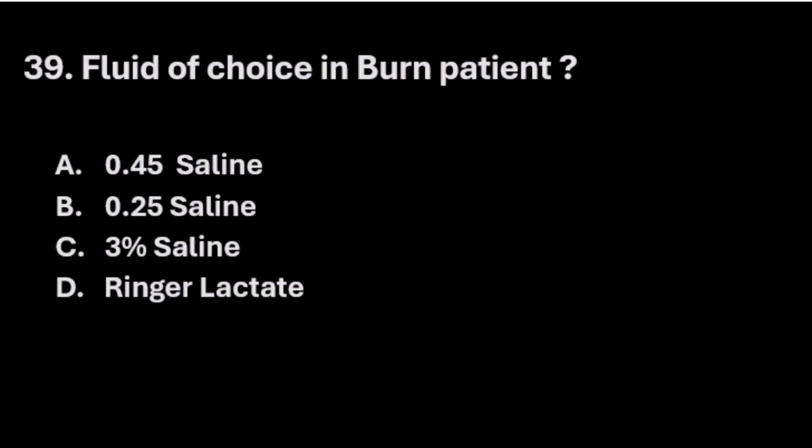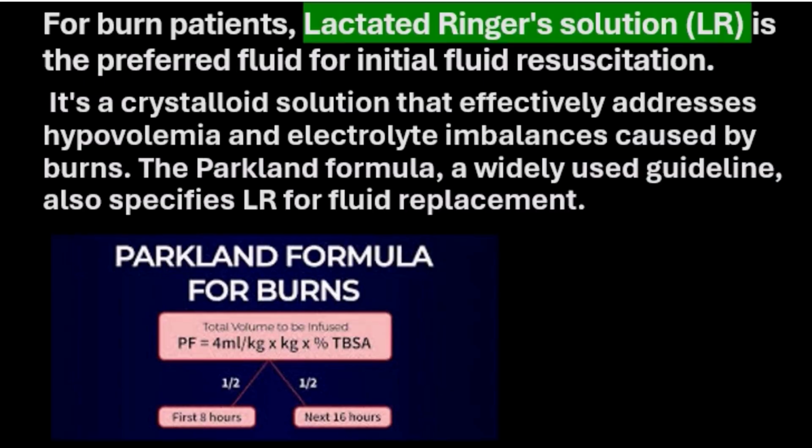Next question. Fluid of choice in burns patient. Option A 0.45 saline, that is half saline. Option B 0.25 saline, quarter saline. And option C 3% saline. And option D ringer lactate. The right answer is option D ringer lactate.